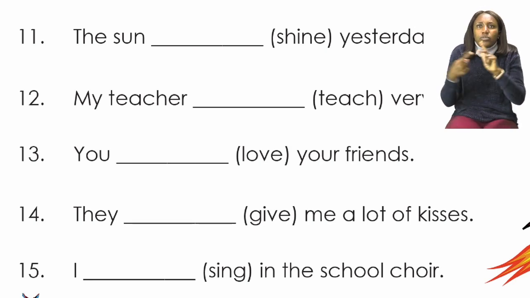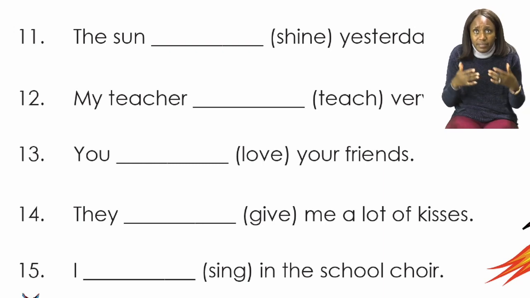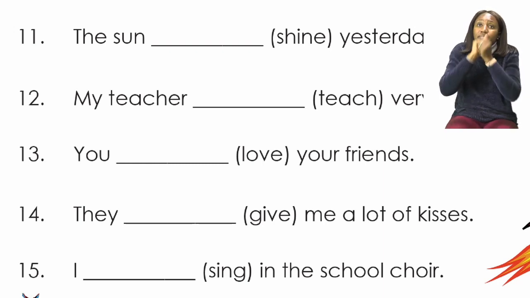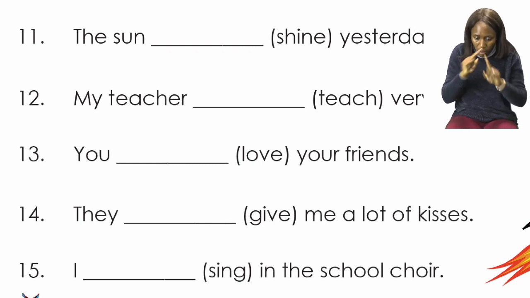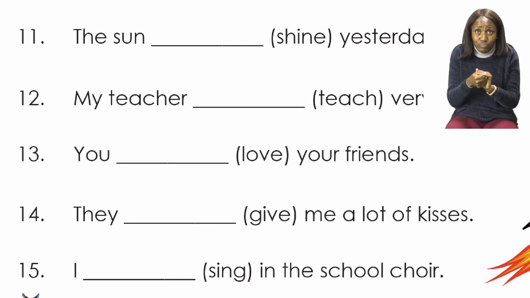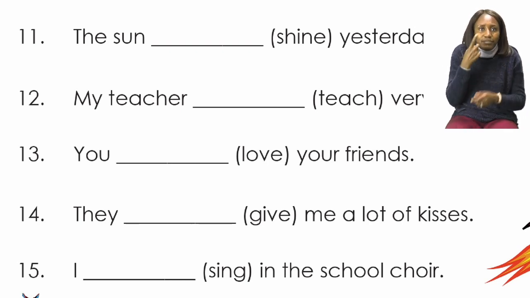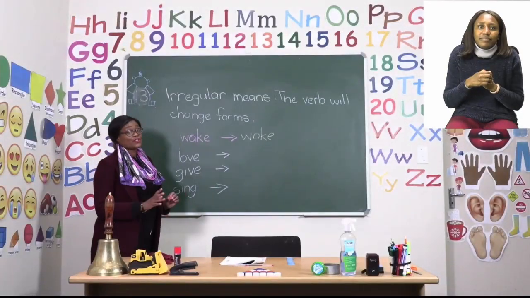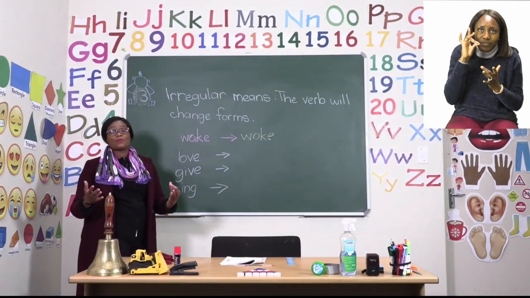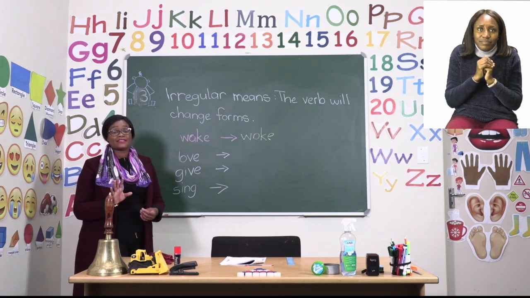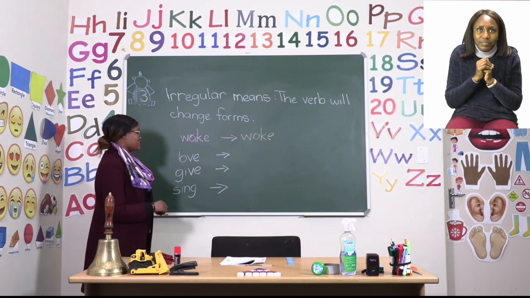Now, an irregular verb means that the verb will change its form. So we're going to change the form of each of the verbs that we can see so that the sentence can make sense. We are going to do number 13, 14, and 15 together. So let's take a look at the board. Now the ones that we have chosen, I want us to talk about them, but you are going to now put them in the sentences so that they can make sense.